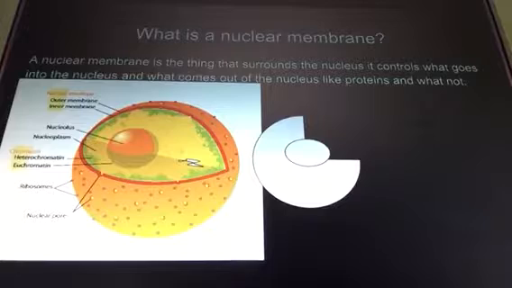What is a nuclear membrane? A nuclear membrane is the thing that surrounds the nucleus and controls what goes into the nucleus and what comes out of the nucleus, like proteins and whatnot. This is the nuclear membrane, the outside part, the part that my laser pointer is going over right now. And then this is just something I made from the edit options in Google Drive.